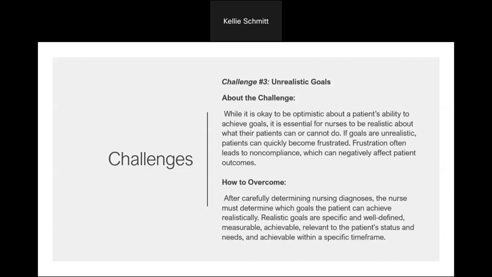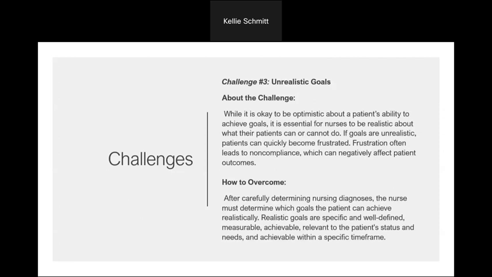Setting unrealistic goals. It's really great to be optimistic about a patient's ability to achieve a goal, but it's essential for nurses to be realistic about what their patients can or cannot do. If a goal is unrealistic, patients can become easily frustrated, and frustration leads to noncompliance, which can negatively impact and affect patient outcomes.